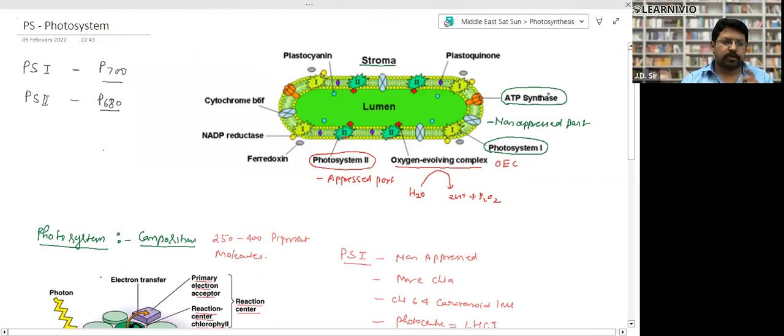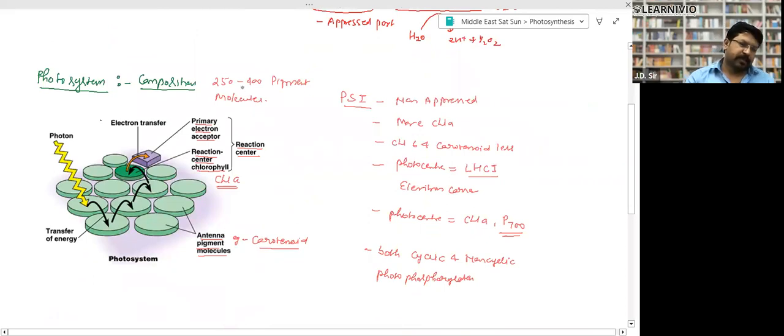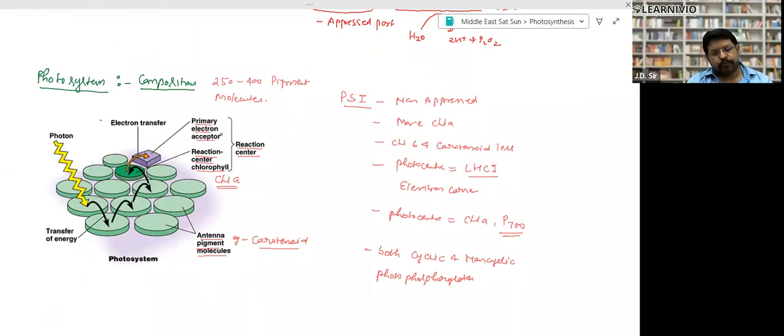Photosystems are nothing but made up of chlorophyll molecules. This is the structure of a photosystem. A photosystem is made up of two things: a reaction center and antenna molecules. These are the reaction center and these are the antenna molecules. The reaction center is made up of two things: a special chlorophyll A molecule and a primary electron acceptor, which will accept the electron. Two things make the reaction center.